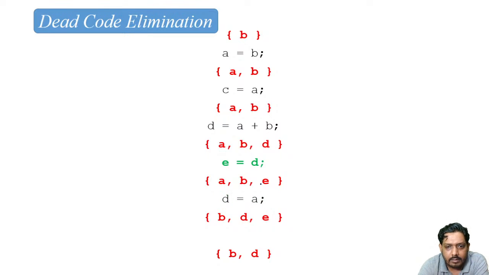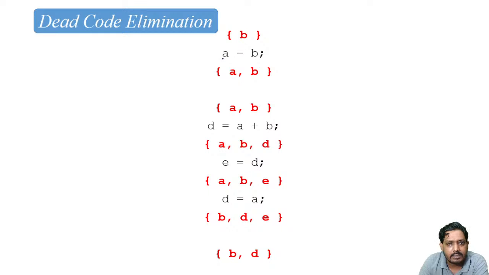Okay, here e is equal to d, and after this statement e is a live variable in this particular set, so we will not touch this one. Here, d is a live variable, so we will not touch this one either. C is equal to a, in this particular set we do not have C, so C has been gone in this case and that means it will be eliminated.